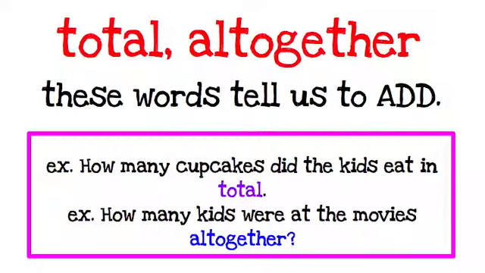Remember, total and altogether, these words tell us to add. For example, if it says how many cupcakes did the kids eat in total, when you see that word total, that means you should add. How many kids were at the movies all together? You are putting the group together, so that means you are going to add.